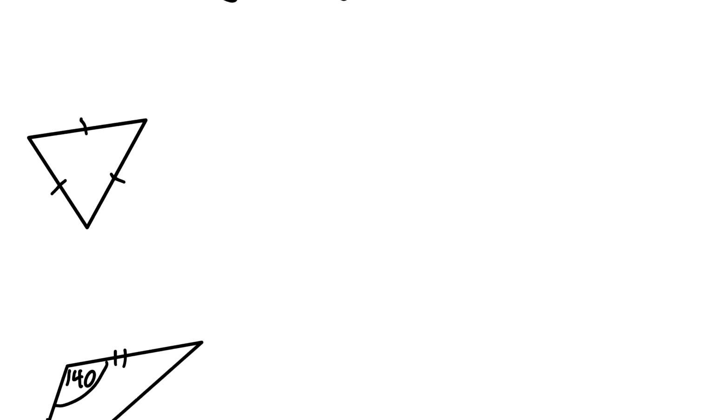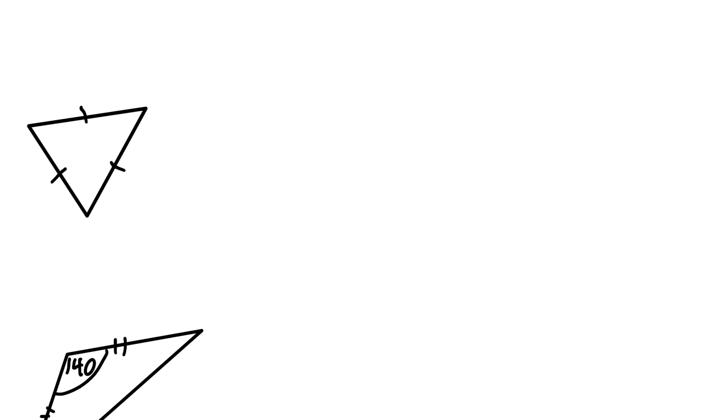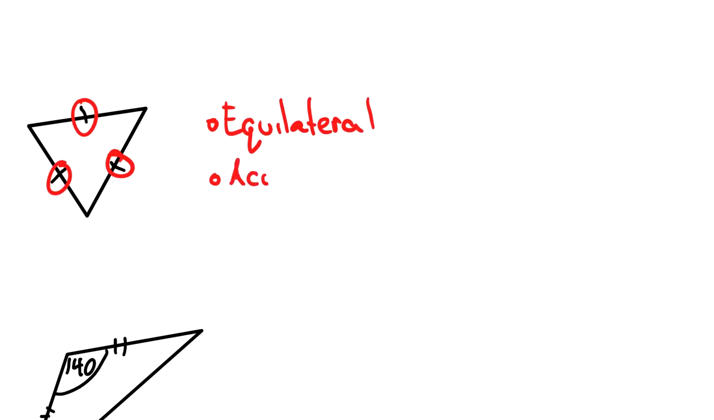If we go on to the next one here, all the same sides. So this is an equilateral. This is the only version where you really don't need to mention the two different types. You could call this an acute angled, but because it's an equilateral, we just call it an equilateral triangle.